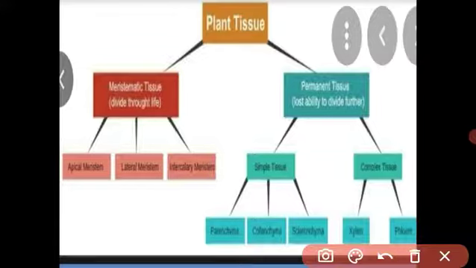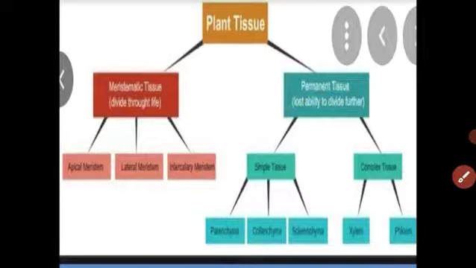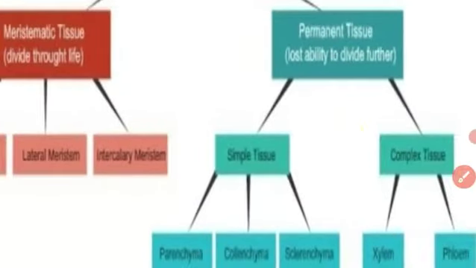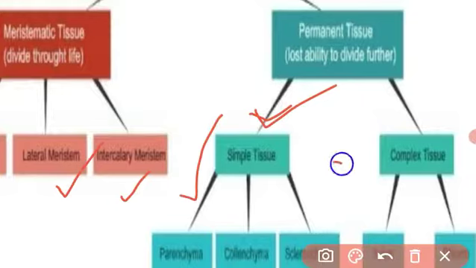There are three types of meristematic tissue: apical meristem, lateral meristem and intercalary meristem. Lateral meristem is also called cambium. Understood? And permanent tissue is tissue that has lost the ability of cell division. These tissues have taken a permanent shape and perform a common function. It is also called non-dividing tissue. There are two types of permanent tissue: simple permanent tissue and complex permanent tissue.